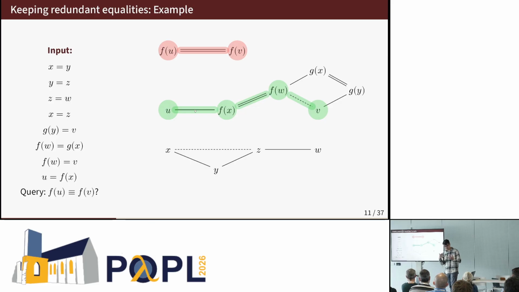And again, we have two different paths between x and w, so we can choose. So let's again choose the new one. And this is the final explanation for the equivalence between f of u and f of v. As you see, this is quite a bit smaller than the previous explanation. So keeping these redundant edges allows us to find these shortcuts and get a smaller explanation, at least in theory.